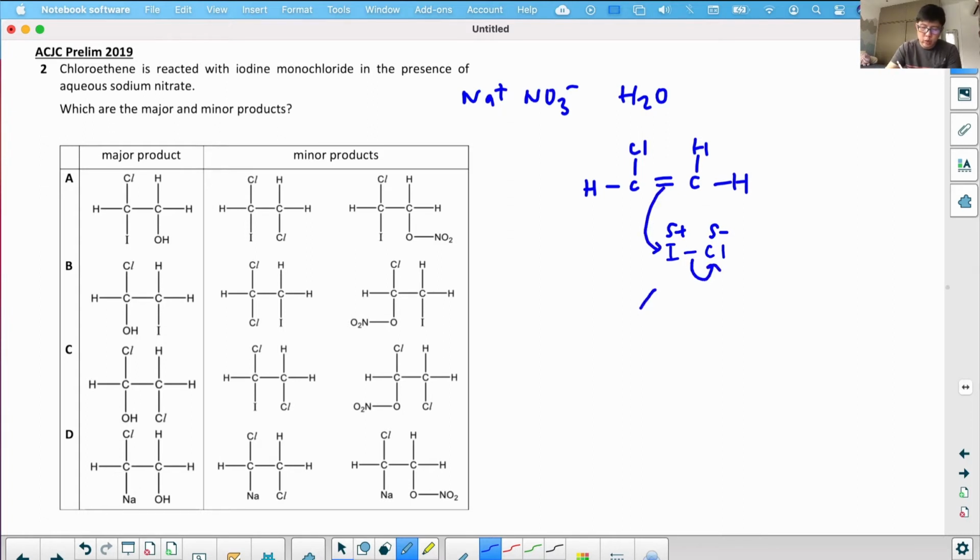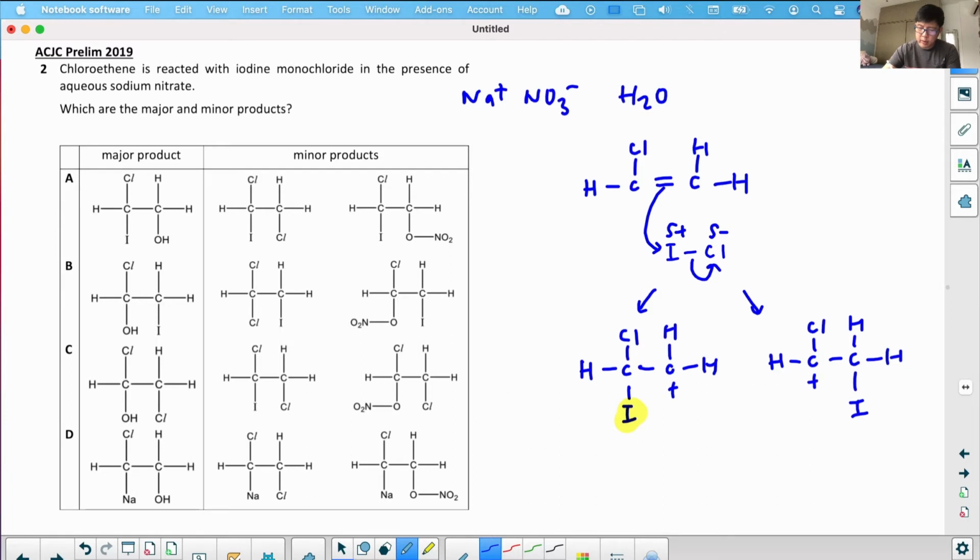Okay, so there are actually 2 possible products that you might get. So if I put the I on this carbon, it looks like this, and then this becomes a carbocation. Okay, if I put the iodine, all right, in the other carbon, this is what it should look like. And this I over here, and this is a positive carbocation. All right, so which is the possible structure, since they want the major and minor product?